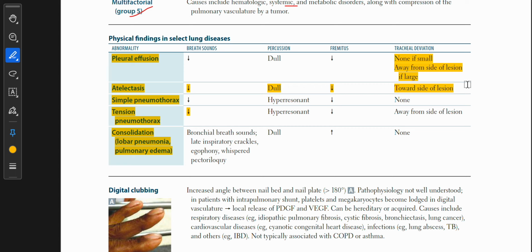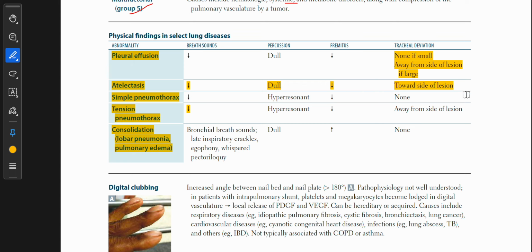And since the parenchyma of the lung is collapsing, not the pleura, the pleura is adhered to our chest wall. So basically the lung cannot go toward the trachea; the trachea has to go toward the lung. That's why the tracheal deviation is toward the side of the lesion.